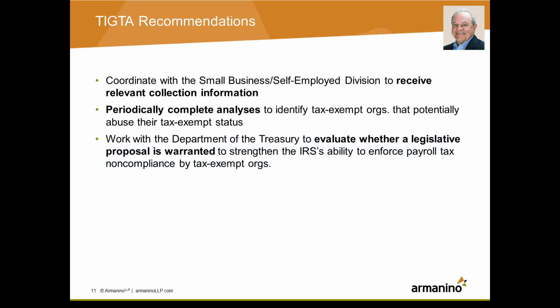And then Treasury said, well, let's fix this problem. What we'd like you to do is really talk to each other. So we're going to ask the small business folks and self-employed division to send you collection information on payroll taxes for tax-exempt organizations. Then we want you and the tax-exempt organization division to analyze this information and provide us that information to determine whether we have a potentially abusive situation.